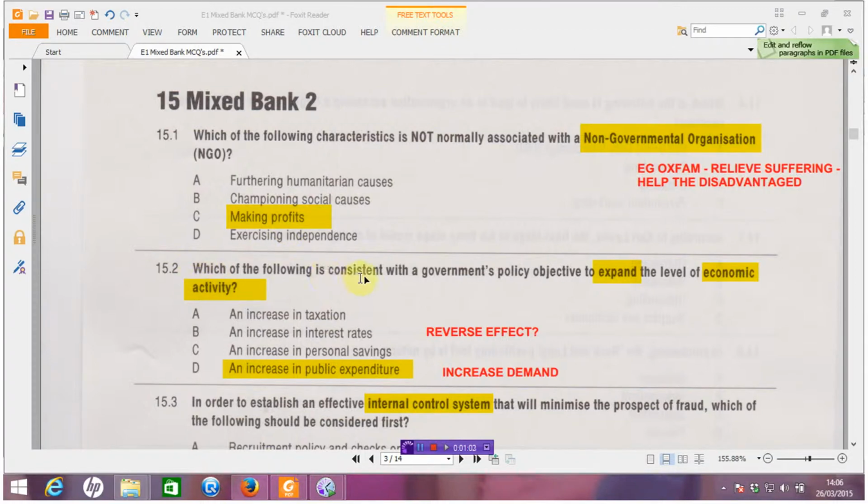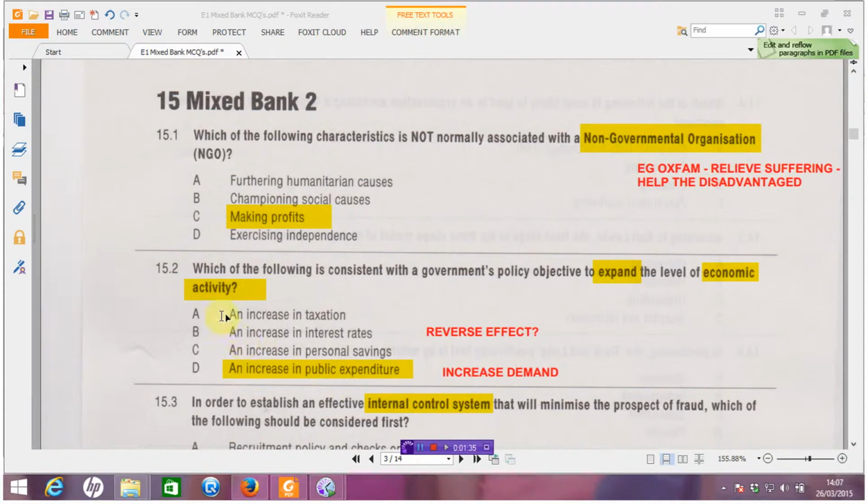15.2, we're looking at expanding the level of economic activity. So really increasing economic activity. And how would we do that? Well, a simple way to do it, as I've said here, is to increase public expenditure. If the government are spending more, that's going to increase demand, and that must therefore increase activity. If we've got people wanting to buy more, wanting more goods, that's more activity.